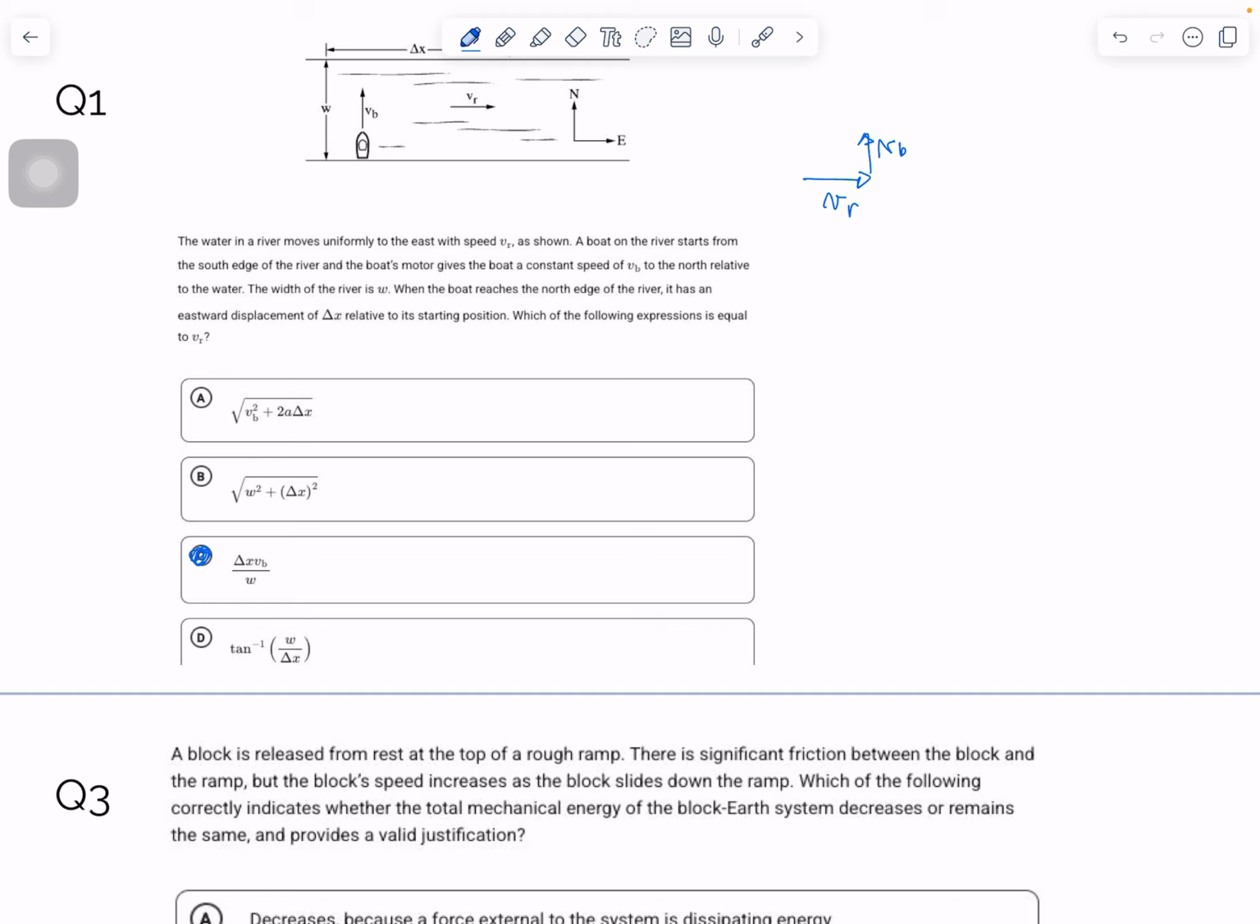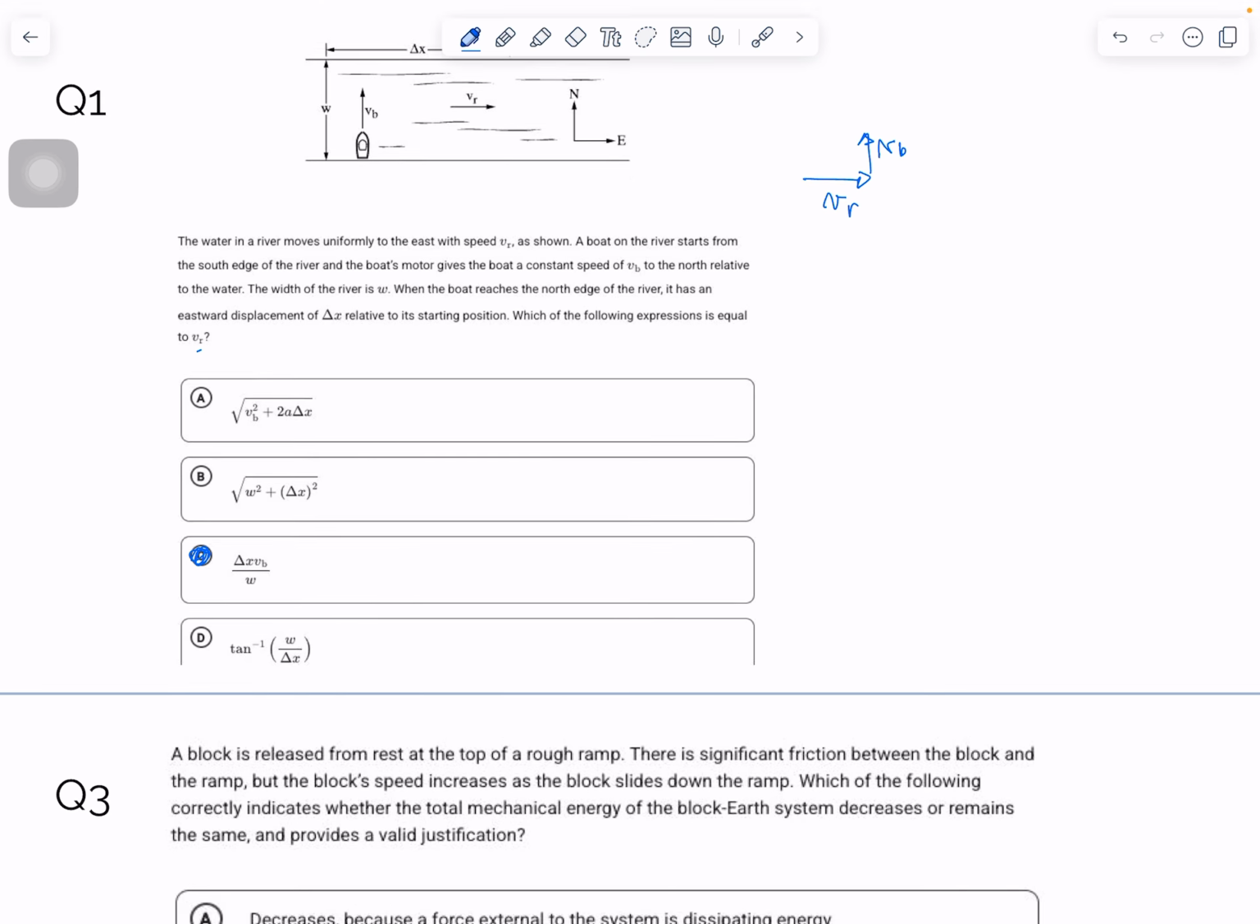The width of the river is W. When the boat reaches the north edge of the river, it has an eastward displacement of delta x. Which of the following expressions is equal to VR? Okay, so it's not a relative motion problem. Otherwise, they would have asked for net velocity. And so instead, it sounds like it's just a normal motion problem.